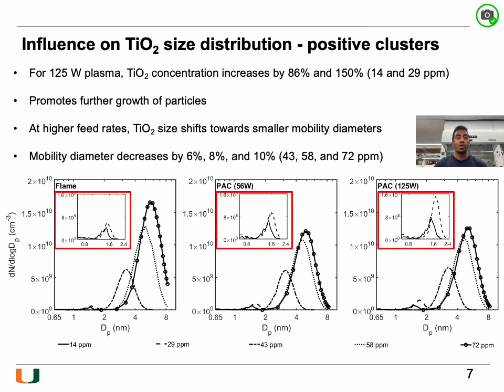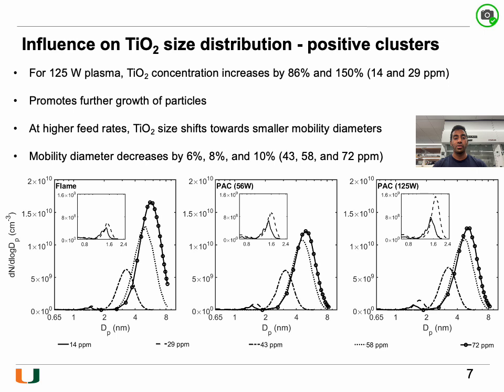And for lower feed rates, which are presented in inset plots, we see that with the introduction of plasma, the size stays pretty much consistent, but the concentration increases by as much as 150% for a higher powered plasma. Now, this higher concentration will also result in further promotion of particle growth further downstream.